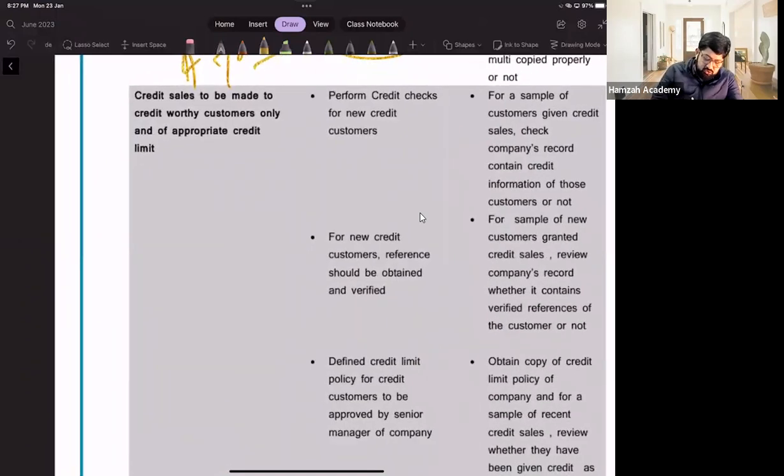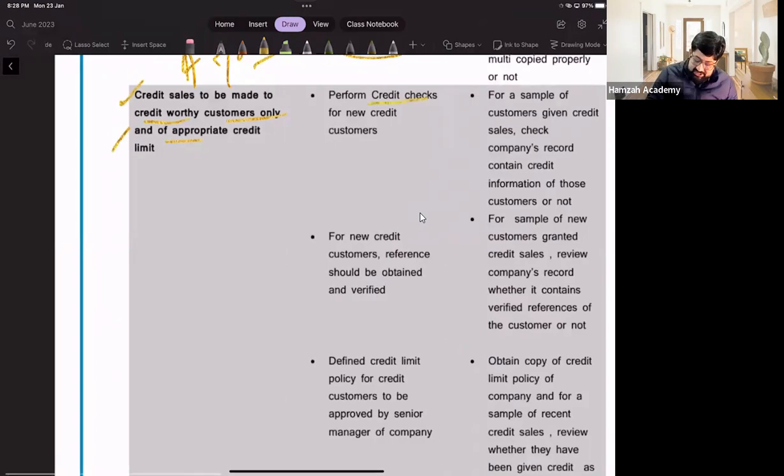Credit sales to be made to credit worthy customers only. This is the objective of the company. It should not be that the company is selling goods on credit to everyone and for any limit. What is the risk? If they are selling goods on credit to customers who have a bad credit rating, those customers will buy goods and not pay, and it will become bad debts, a loss to the company. And a proper credit limit should not be too much. If the credit limit is high, you are giving too much credit, which may create a liquidity problem for the company. So the company has to achieve these objectives.